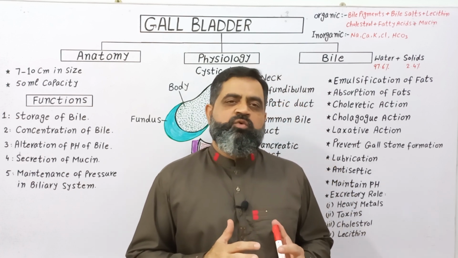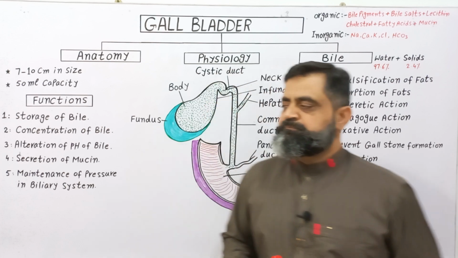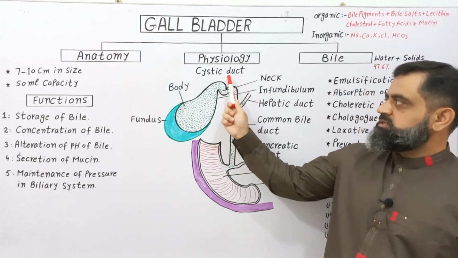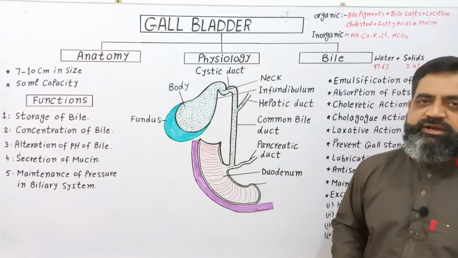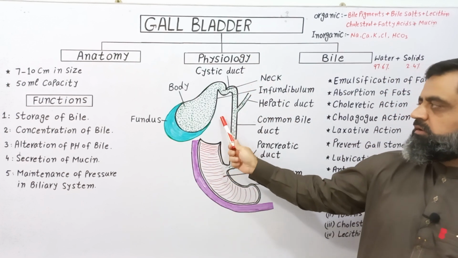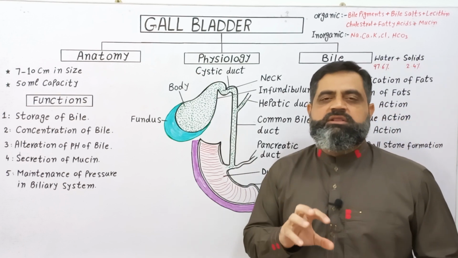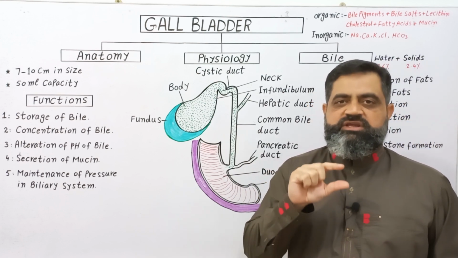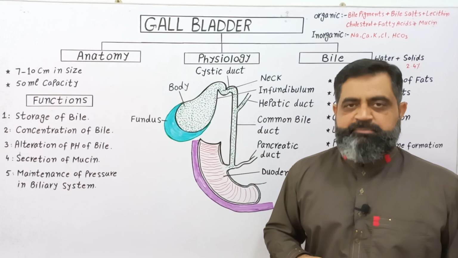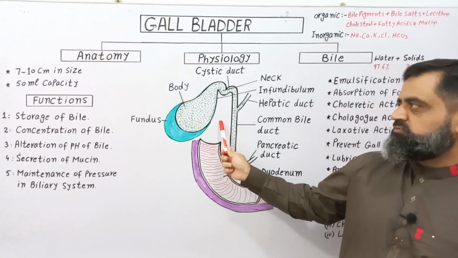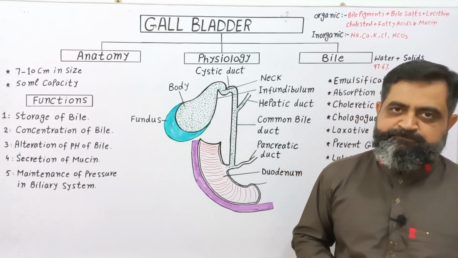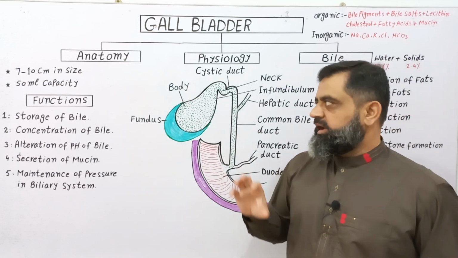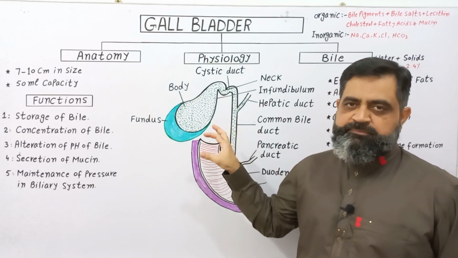Now, if we look at the diagram, this is a sac-like structure which is known as the gallbladder. The gallbladder is present underneath the right lobe of the liver in a shallow depression. The size of the gallbladder is usually 7 to 10 centimeters in length and 4 centimeters in diameter.